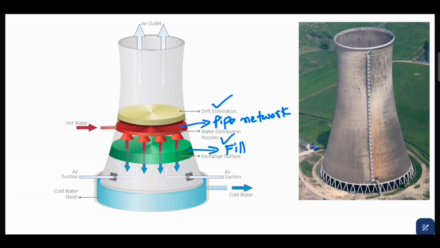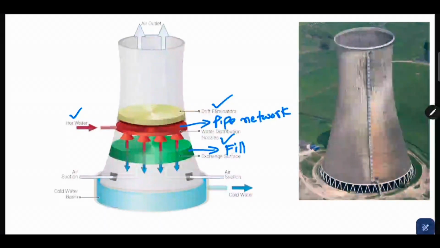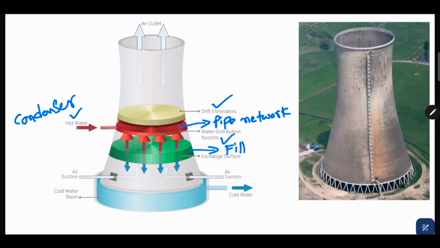These are the main components of a cooling tower, and let me explain the basic function of this cooling tower. Here we can observe this is hot water. This hot water, nothing but a coolant, is coming from the condenser. So we need to cool this hot water. We pass it through this series of pipes, and by using these small nozzles, we spray this hot water down, and it first comes in contact with this film material.